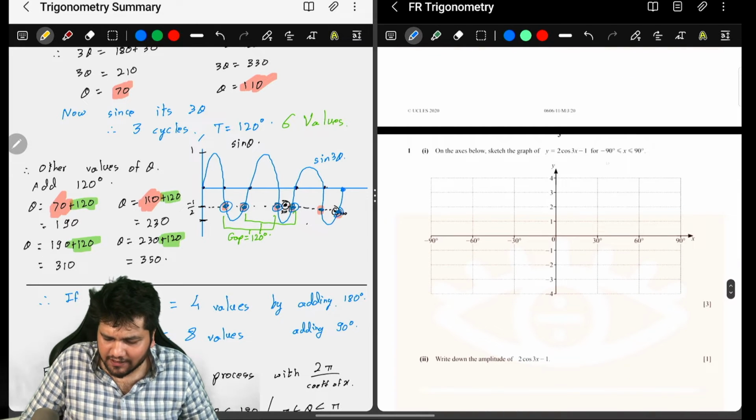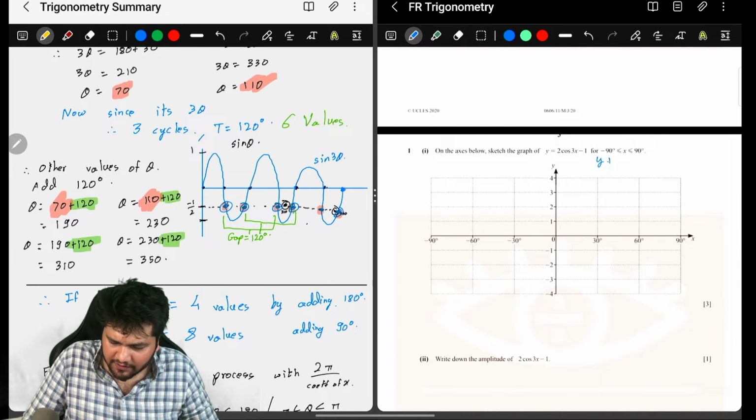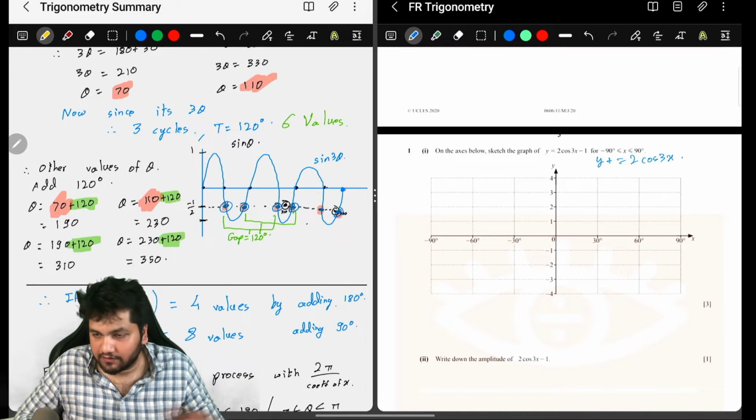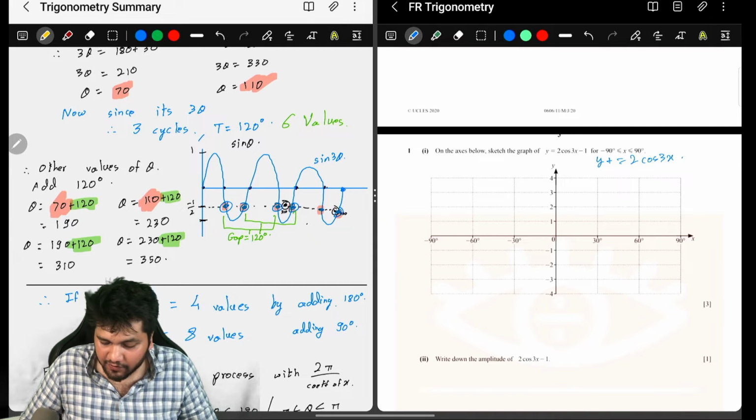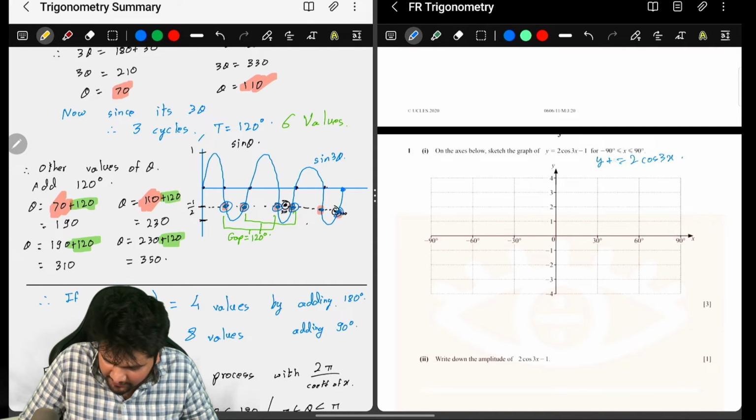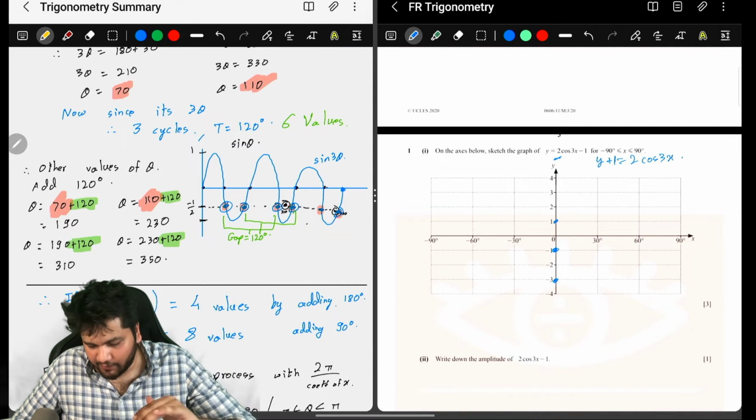Similarly, when it is 2 cos 3x minus 1, same procedure, y plus 1 is equal to 2 cos 3x. This time it's a fast graph, like it's fast enough. Now the time period is going to be what? First of all, they are just asking you to plot it. So we'll again take y plus 1. So instead of starting from 0, it will start from minus 1 first. Now because there is 2, it will go 2 steps up, 2 steps down. So again it will vary from 1 to minus 3.